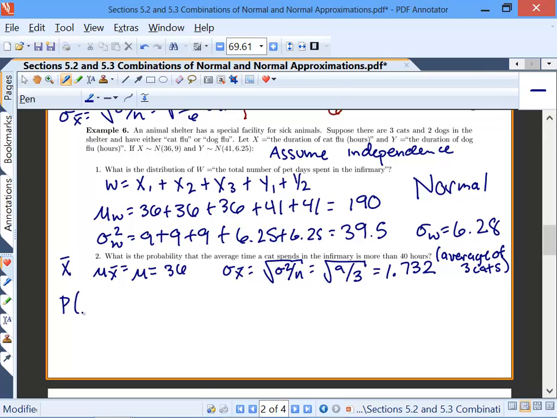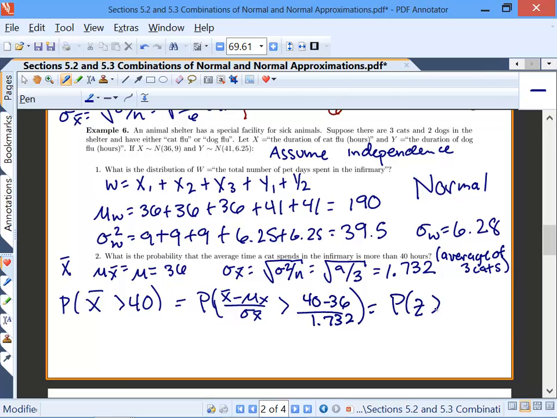Because now I'm looking for the probability that the average is more than 40. So probability that X bar minus the mean of X bar over the standard deviation of X bar is greater than 40 minus 36 over 1.732. So probability that Z is greater than 2.309.